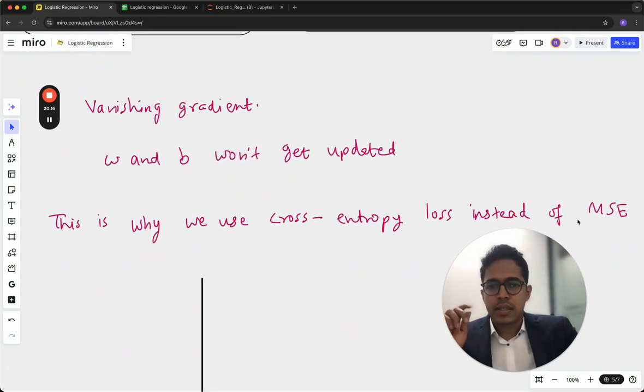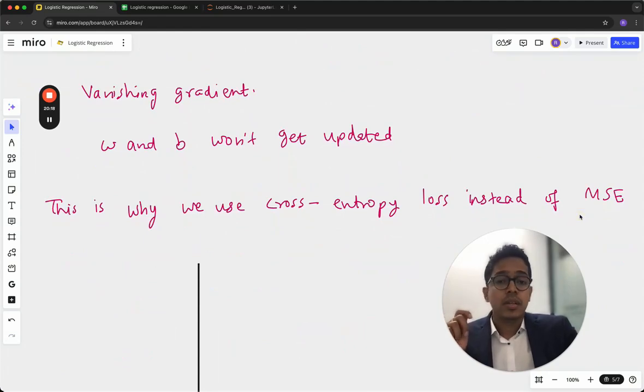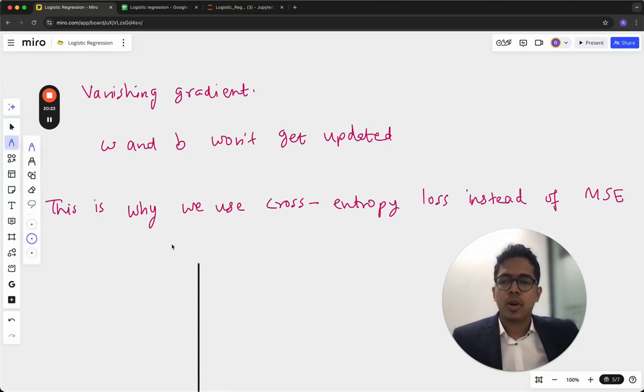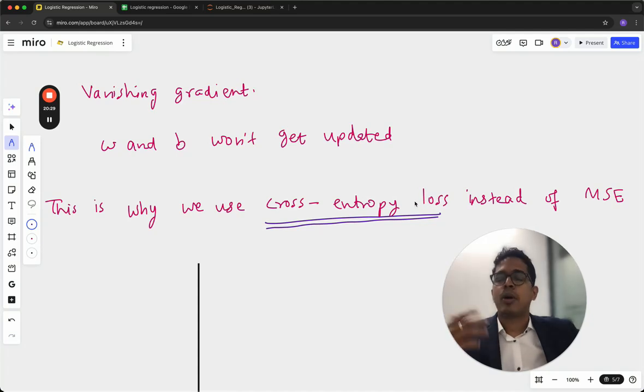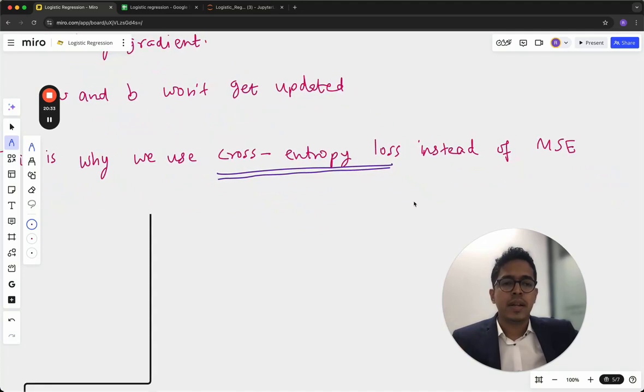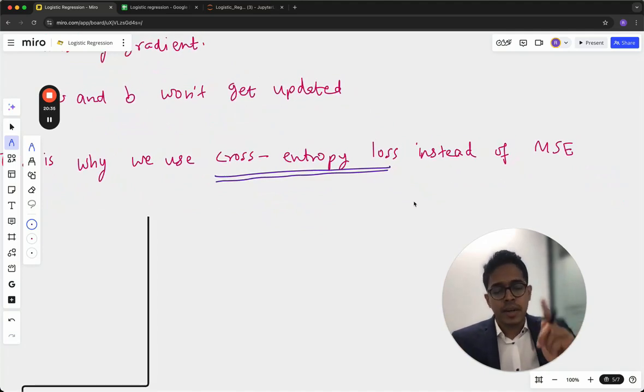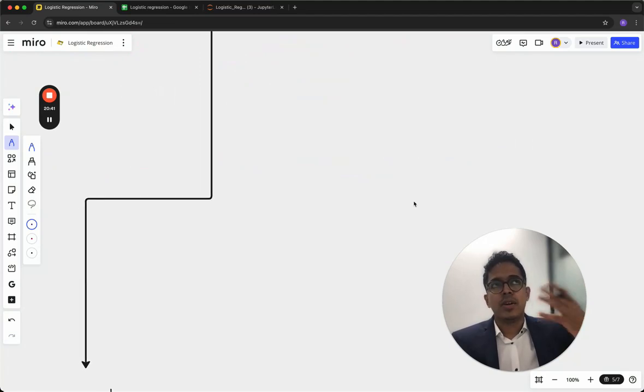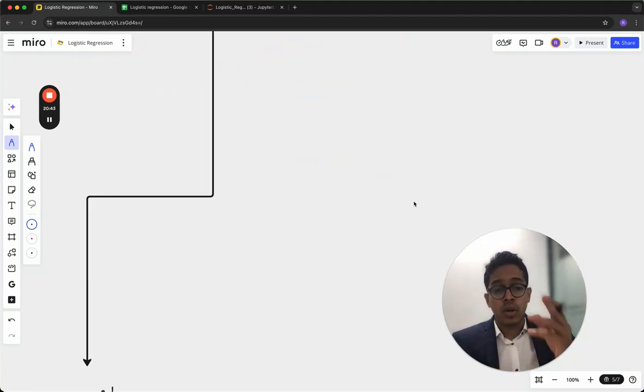Now, this is the reason why we should use something called cross entropy loss. I'm sure you have heard of the term cross entropy loss; you may or may not be familiar with it. Cross entropy loss is very routinely used in problem statements where you are trying to classify something. So here you are not using mean squared error. Mean squared error is very commonly used in regression. Cross entropy loss is very commonly used in classification. So let's see what cross entropy loss can do, which mean squared error could not do.